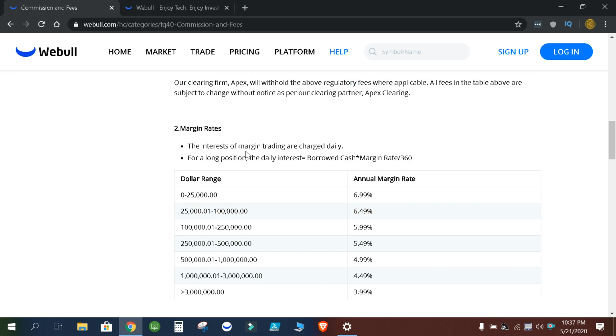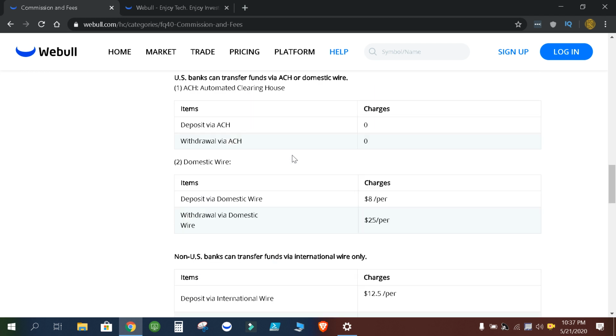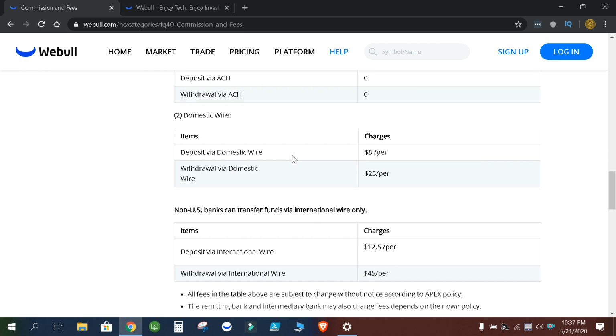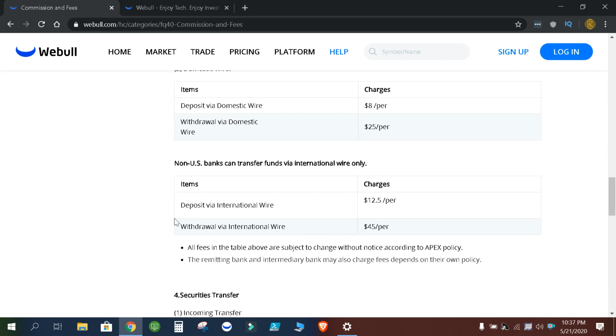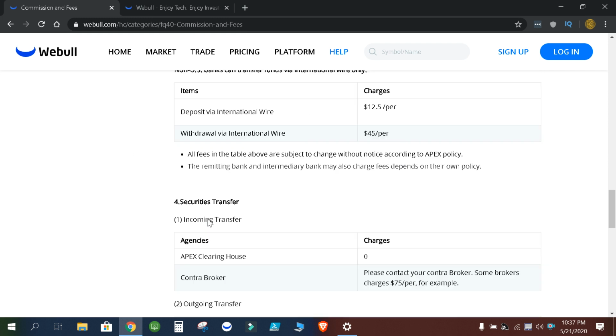All right. Let's see here. We went over the margins already. We went over the wires, the domestic, the international. I don't think we talked about the international ones. But yeah, it's $12.50 and $45. If you want to withdraw, it's $12.50 and $45 to deposit and withdraw respectively.